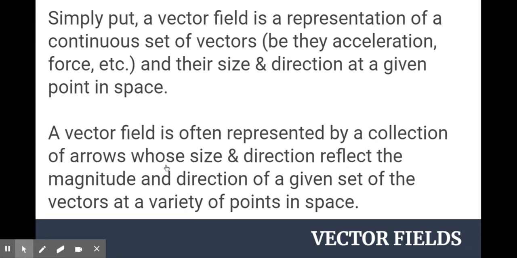Okay, so it's an arrangement of a ton of vectors, where each vector in this field has a size and a direction, and it helps us to better understand what the value and direction of a single vector would be at a given point in time. And this will make a little more sense as we start to get into gravitation, all right? So the way we typically represent this is by a bunch of arrows whose size and direction help us to understand the magnitude and the direction of a given set of vectors at a point in space, okay?